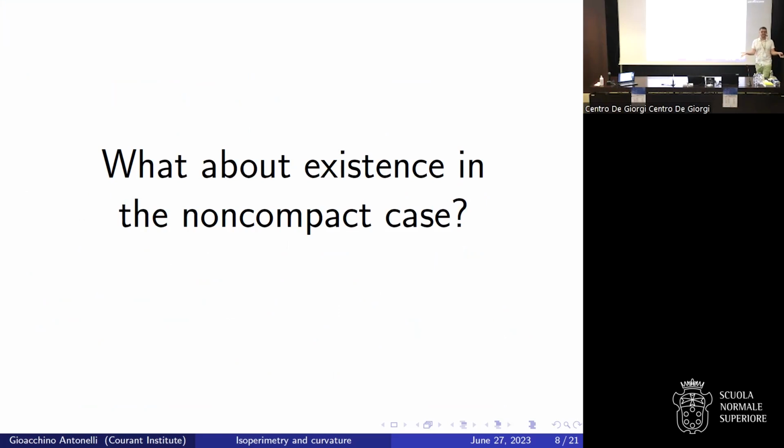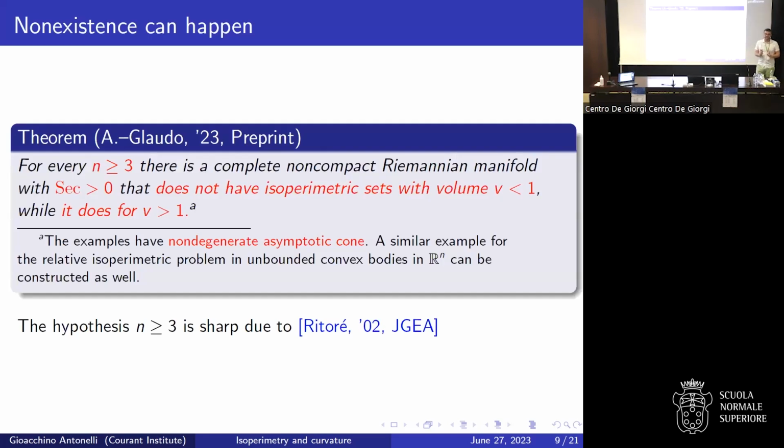So as soon as we have existence, we can run the classical proof and we are done. So what about existence in the non-compact case? Maybe we are lucky and we do have isoperimetric sets in non-compact, non-negatively curved space, and that's not the case. Non-existence can happen in a rather strict sense as soon as the dimension is greater or equal than 3.